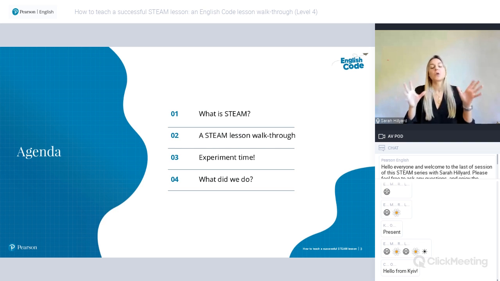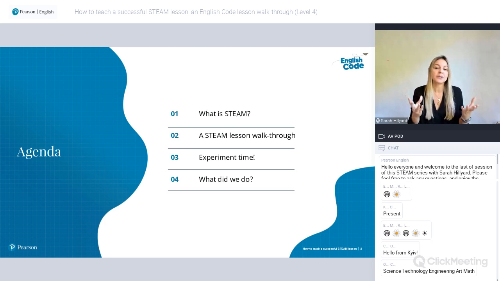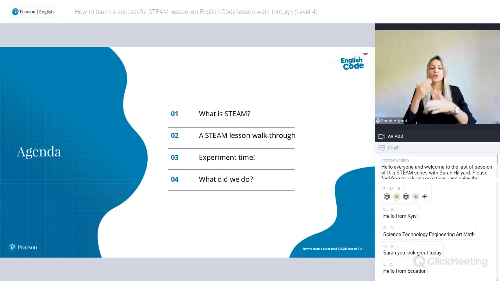We're going to look quickly at what STEAM is for those new people we have in the room, or people who might not be familiar with the term. We're going to look at the sample lesson and do a little walkthrough. We're going to do experiment time. I hope you're ready to experiment with me, and then we'll reflect on what we have done in this session.